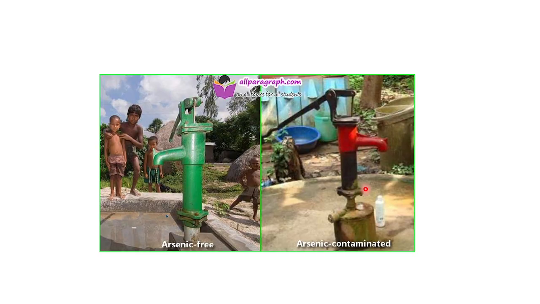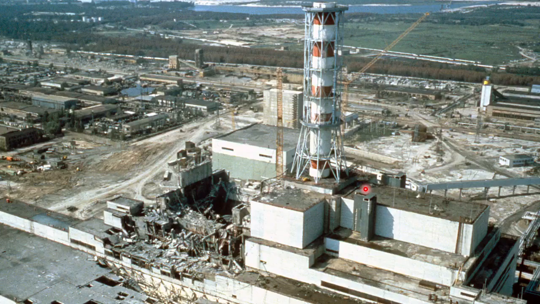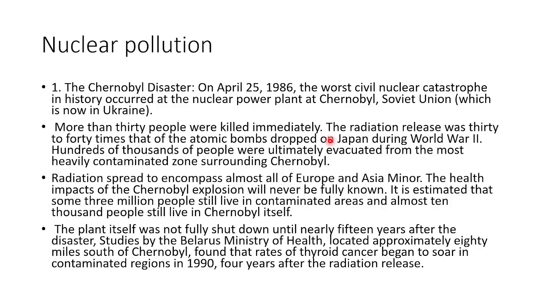Okay. Now the next one is nuclear pollution. Okay, the first case which was observed is the Chernobyl disaster. On April 25th, 1986, the worst civil nuclear catastrophe in history occurred at the nuclear power plant at Chernobyl, Soviet Union. Nowadays, it is known as Ukraine. Okay, so this was the plant at Chernobyl. Okay, that is a nuclear plant. So more than 30 people were killed immediately.